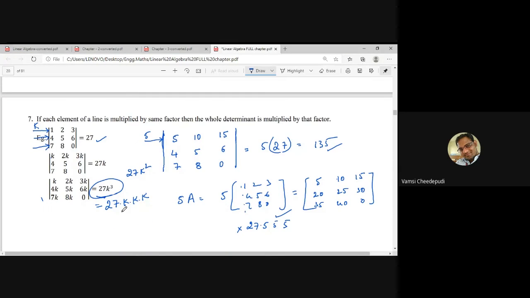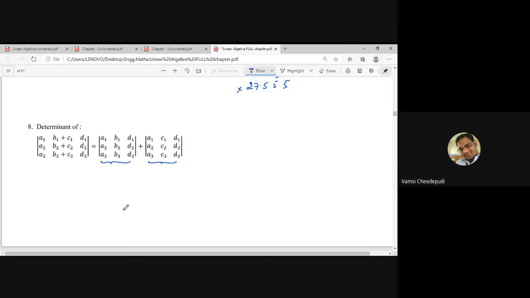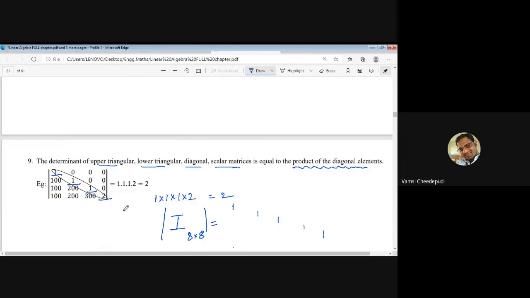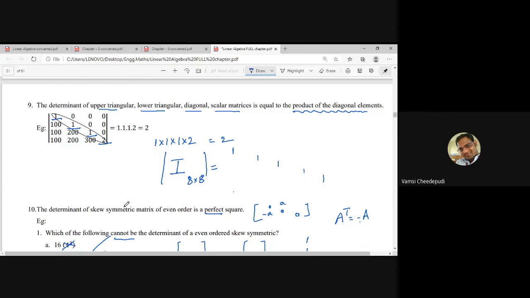And if any one parallel line is multiplied with k, then the determinant is also multiplied with k times. The determinant becomes k times, 27 into k, like this. And b1 plus c1 can be written as b1 in the determinant in the first part and c1 in the second part. And a very important property: the determinant of a diagonal matrix, scalar matrix, or upper triangular or lower triangular matrix is equal to the product of their diagonal elements.